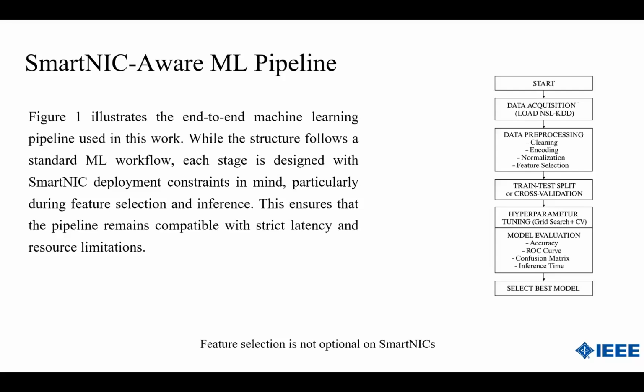This slide shows our SmartNIC machine learning pipeline. Figure 1 illustrates the end-to-end machine learning pipeline in this work, which follows a standard ML workflow. Each stage is designed with SmartNIC deployment constraints in mind, particularly during feature selection and inference. This ensures that the pipeline remains compatible with strict latency and resource limitations. Each step is designed considering hardware constraints.